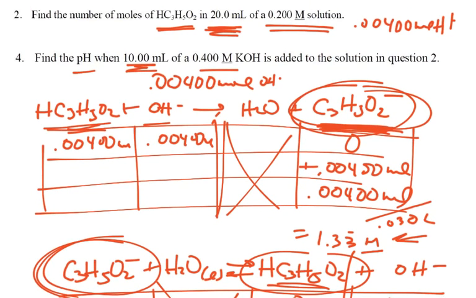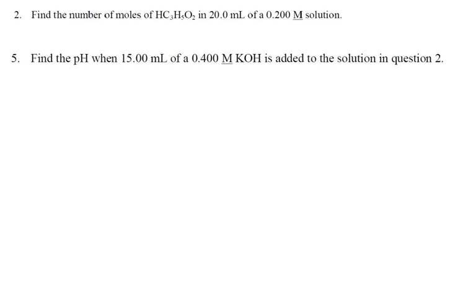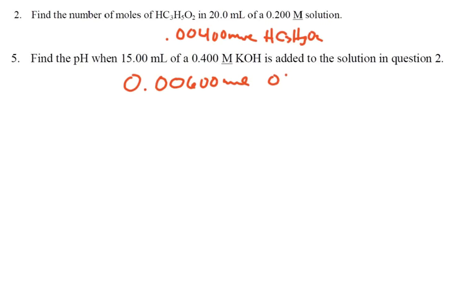Now, next part, find the pH when you have 15 milliliters. Now this is, again, a slightly different problem, because what happens, we still have 0.0020 moles, no, I'm sorry, that's wrong, 0.0400 moles of our acid. Now if I have 15 milliliters of my 0.4 molar base, then we can just tell what we have. We have 0.006 moles of OH minus.